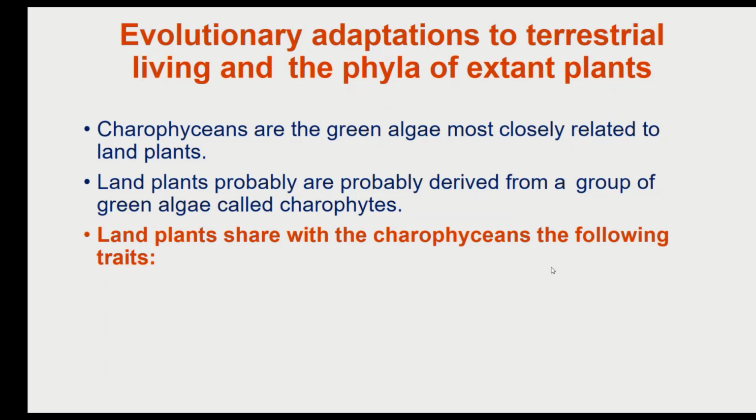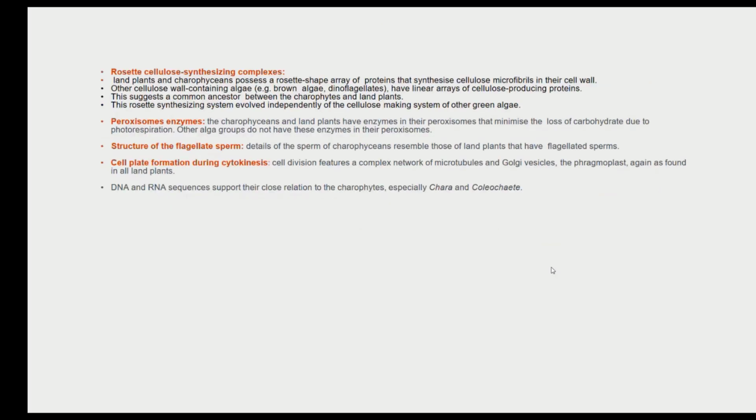So we were talking about charophytes, the green algae which are most closely related to land plants. Land plants are probably derived from a group of green algae called charophytes. Land plants also share with the charophytes the following traits. I'm sorry about this slide, it's very small, so I'm going to have to read out loud for these ones. Whenever you get these notes, you will be able to zoom in.